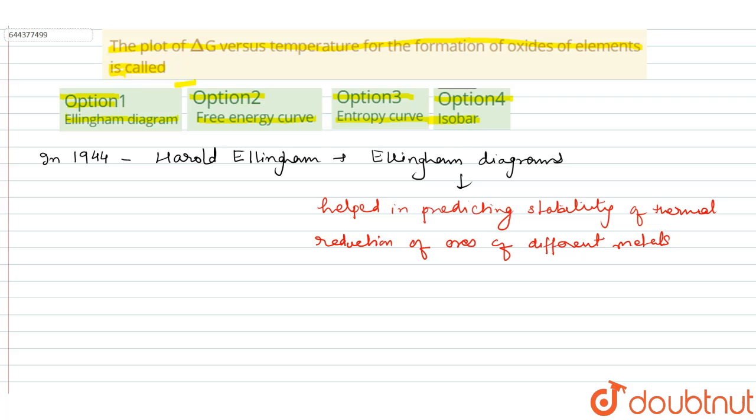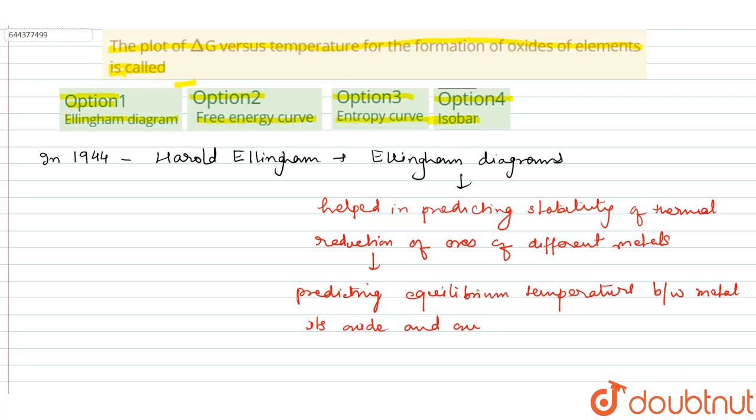So how was this done? A simple concept was used. That concept was predicting equilibrium temperature between the metal, its oxide and oxygen. Metal, its oxide and oxygen. So this was the phenomenon used.